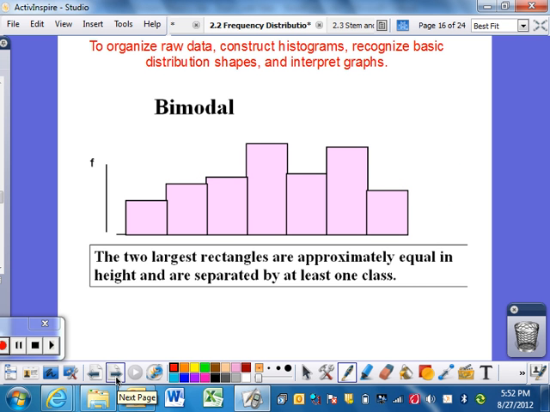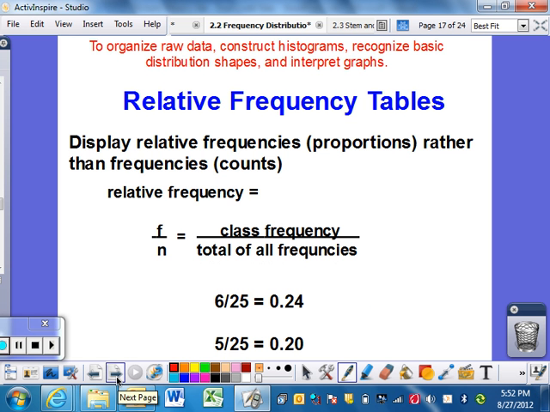Bimodal: you have two peaks that are not together but have equal height, and they have to be separated by at least one class. Once again, how often that happens is very rare. So I just wanted to talk about those types of histograms. And then there are two other things left, actually three.